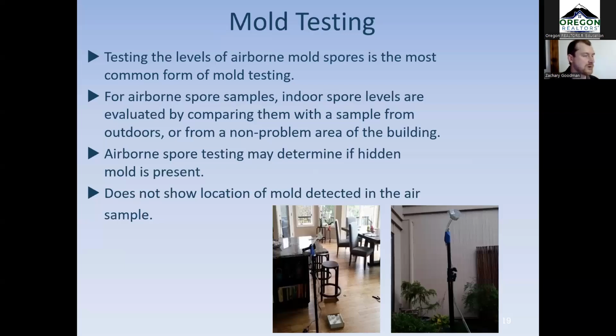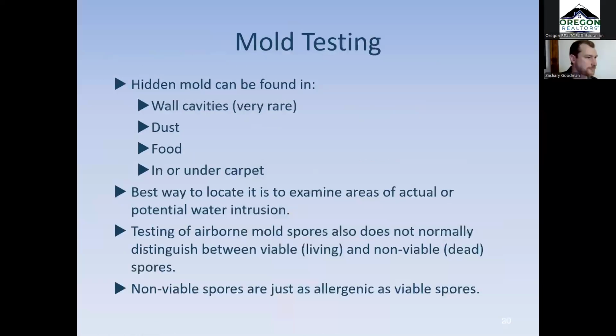Testing of the airborne mold spores is the most common way to go about this. This may help determine if hidden mold is present, but it does not show the location because it's just testing the general air. It's not really possible to identify or isolate an area of mold in a house to determine where that mold's coming from, which is part of why we recommend the inspection up front.